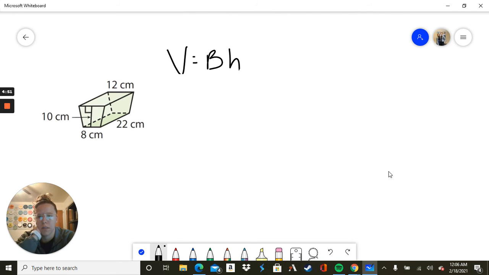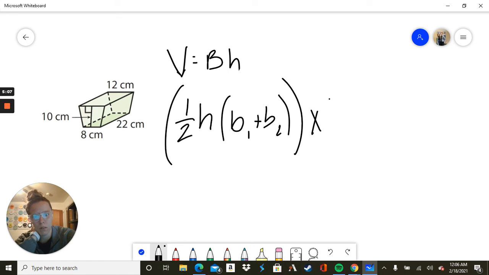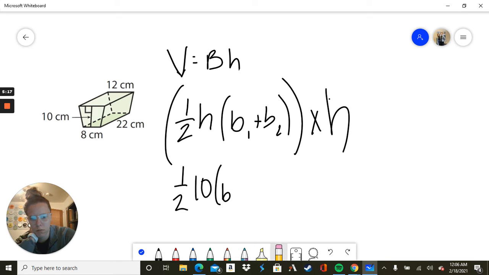All right, guys, I apologize that I missed a step. So what we need to be doing is first finding the base, which is going to be half, height, which I forgot, times B1 plus B2, all times the height of this, which is 22. So we have half 10, oops, 8 plus 12, all times 22.